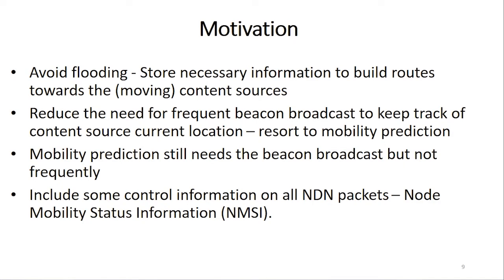On a wireless channel, nodes overhear all packets within their communication range. Then an additional solution will be the inclusion of some control information on all NDN packets. For each overheard packet, the node extracts this control information and uses it to refine the prediction and build the neighborhood list before the packet is possibly discarded.